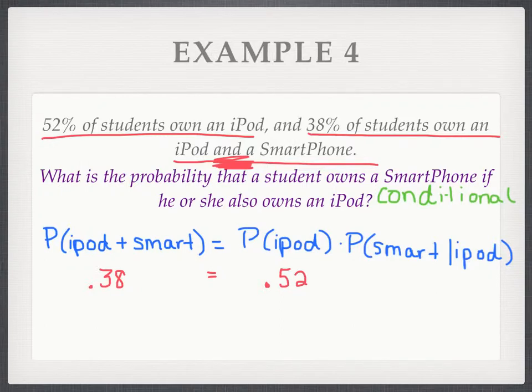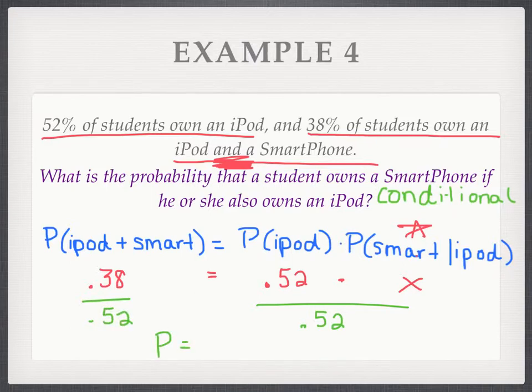And what I want to know is this right here. I want to know what is the probability they have a smartphone if we know they have an iPod. So I'm going to make this my x, and then I just want to solve for x. So from there, I'm just going to divide this by 0.52. And I'm going to get that the probability is equal to 0.73.